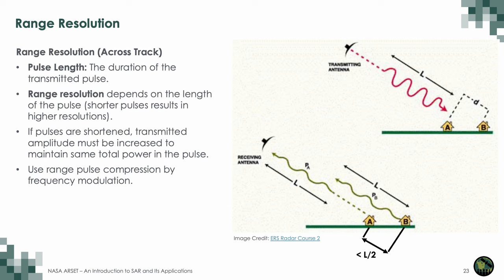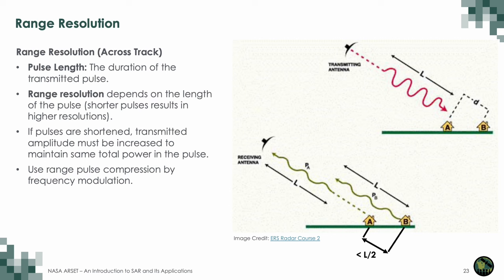In order for two targets to be distinguished, their echoes must necessarily be received at different times. This image shows a pulse of length L, which is determined by the duration of the pulse transmission. This pulse is moving toward buildings A and B. The slant range distance, or the direct sensor to target distance between the two buildings, is D, as shown in the top image.